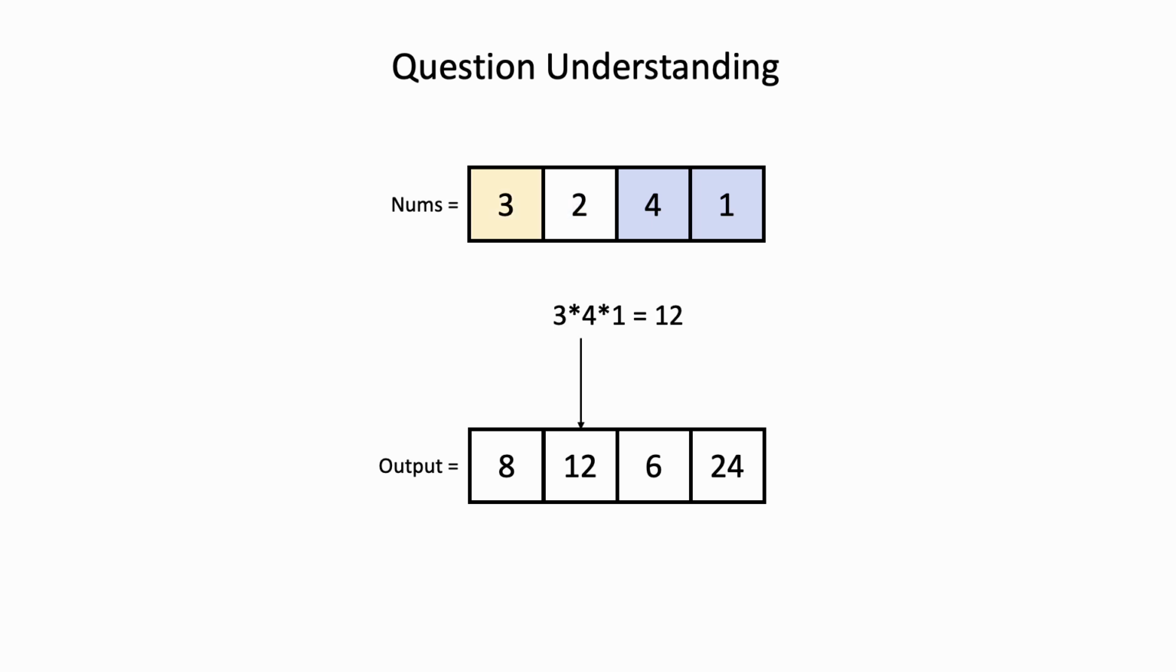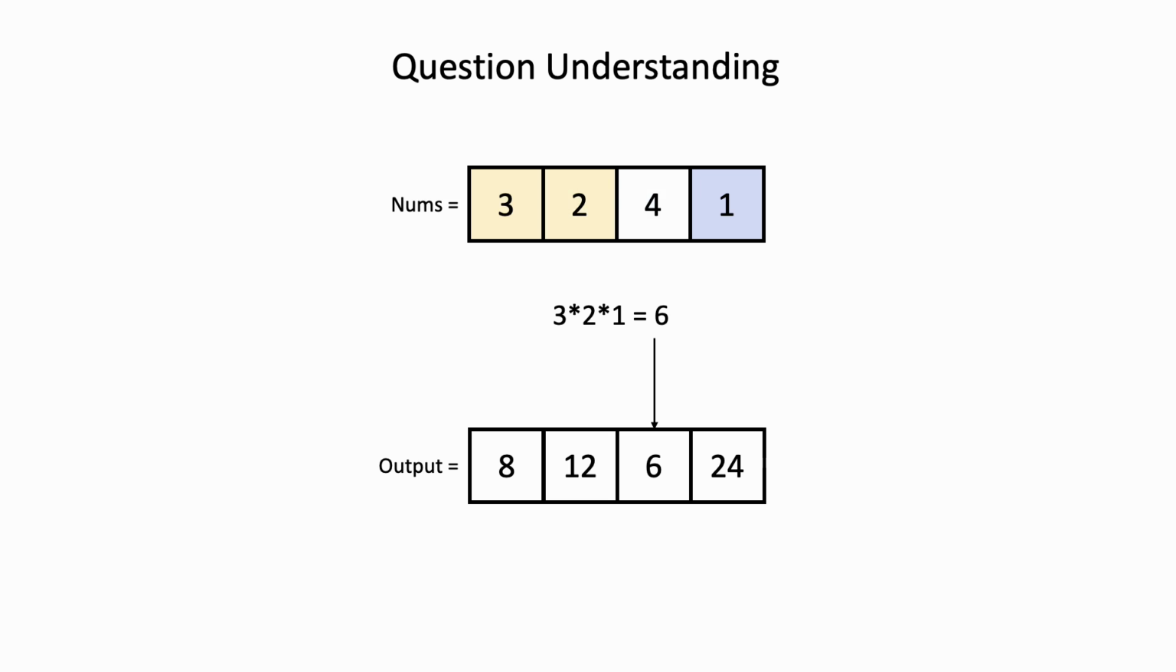Similarly, when the current element in the nums array is 2, all the elements to the right of current element 2 are colored in light purple, and the elements to the left of current element 2 are colored in light yellow. The second element of the output array is 12 because when we select all the elements in the nums array except the current element 2 and then multiply them, the output is 12.